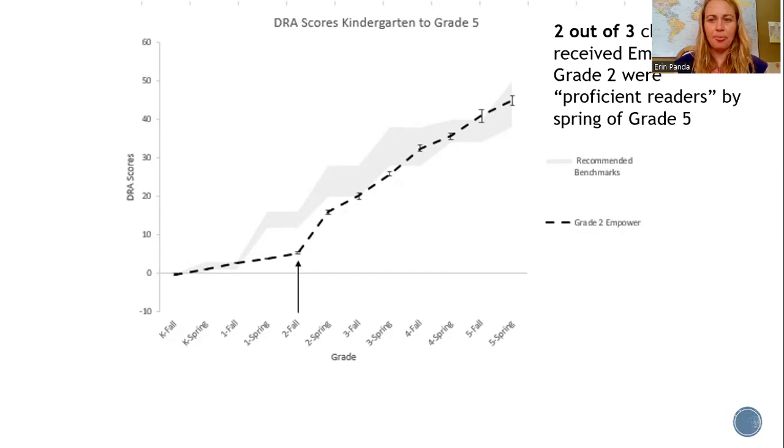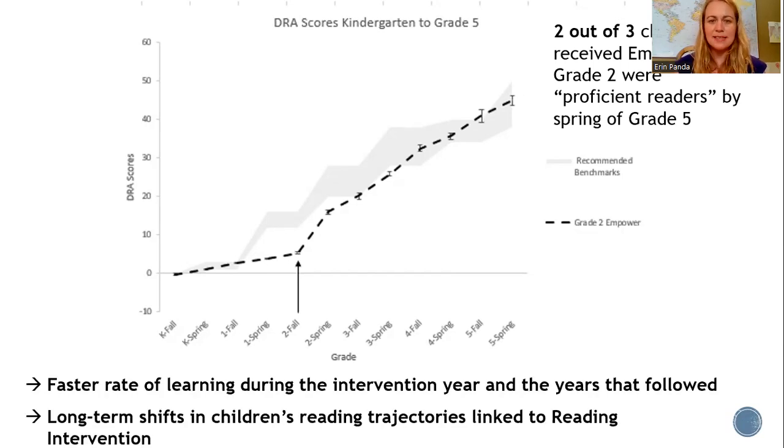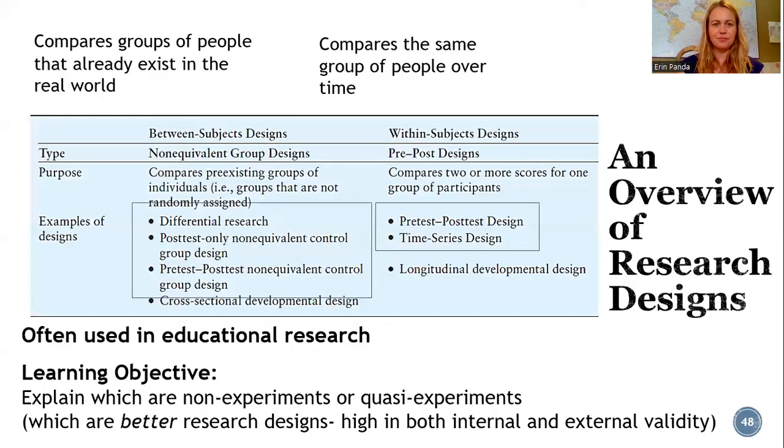So the conclusions that we could draw from this, again, we had to be nuanced because it was a quasi-experiment, was that we saw a faster rate of learning during the intervention years compared to before the intervention, and that the conclusion we drew was that there were long-term shifts in children's reading trajectories that were related to, that were associated with, receiving the intervention. So this time series design is another kind of quasi-experiment that you could do, particularly in cases where you don't have a control group.